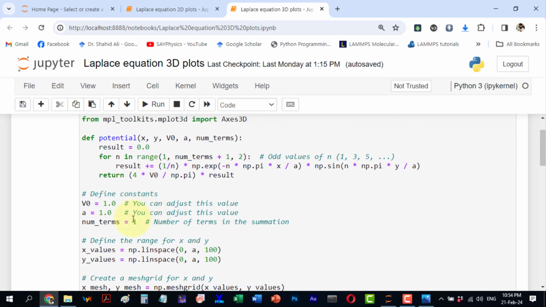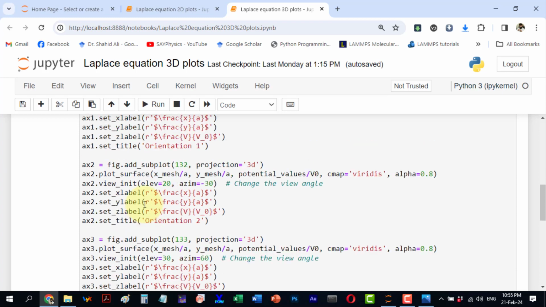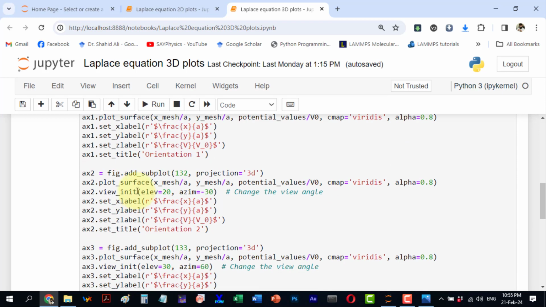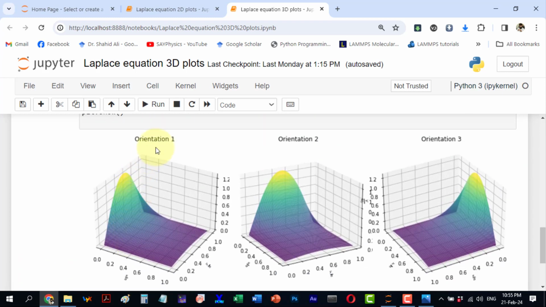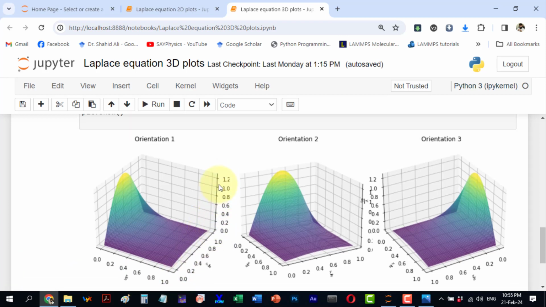When the number of terms is just 1, then I can see that the plot is like this. I am extra generating this 3D plot because it needs to be visualized from different angles. So I'm just, you can say, producing different orientations with the help of the code. And here it is. This is one orientation, another, and another. In 3 different orientations, I am going to see it. Here I can see this is x over a on this axis from 0 to 1, and y over a from 0 to 1, and similarly the V over V naught here.